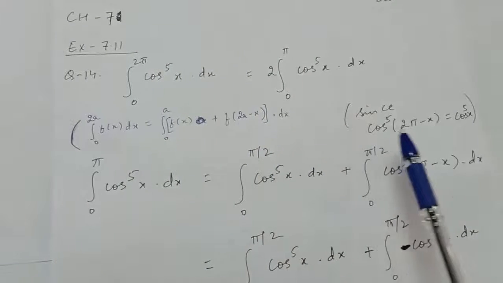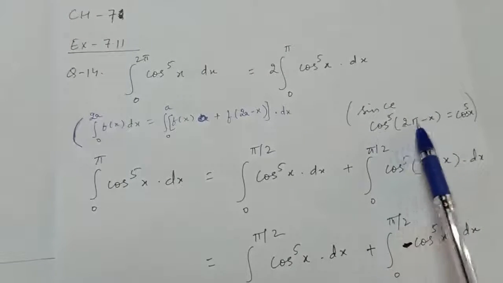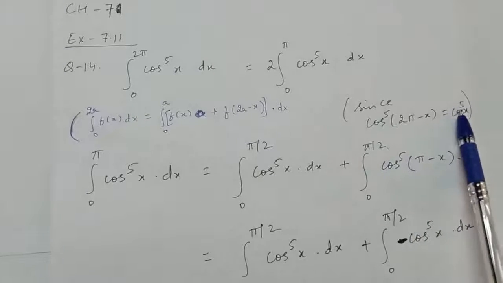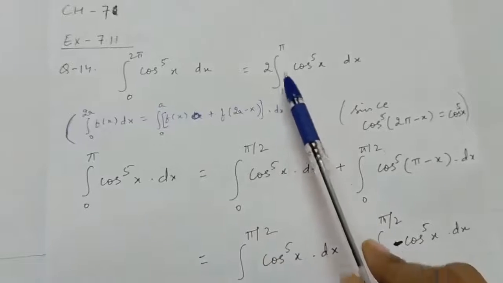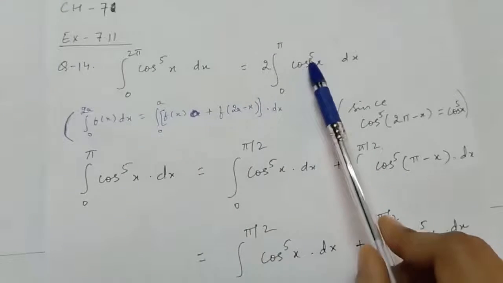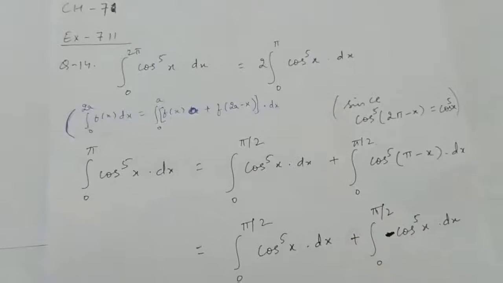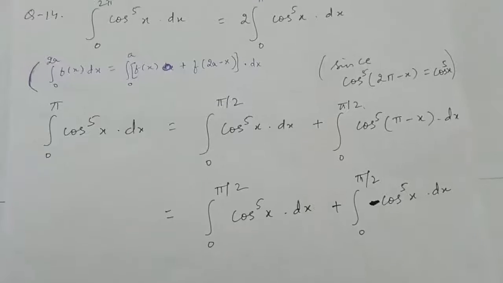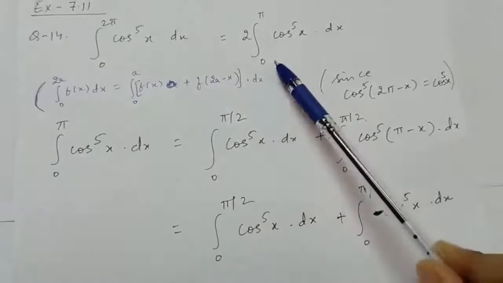So cos of (2 pi minus x) will be cos x. So this raised to the power 5 will be cos x raised to the power 5, and f(x) is also cos x raised to the power 5. Therefore you will get twice the integral of cos x raised to the power 5 from the limit 0 to pi. Now the given integral has become twice the integral of cos x raised to the power 5 from 0 to pi.